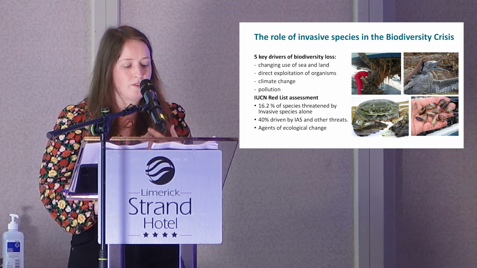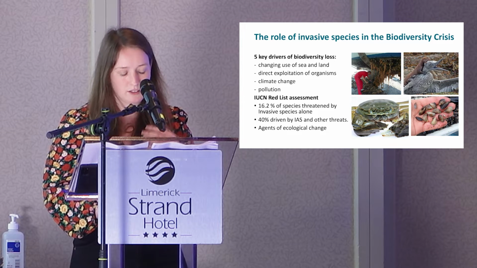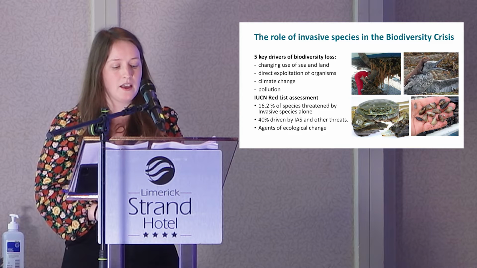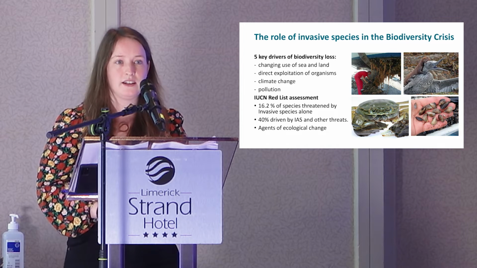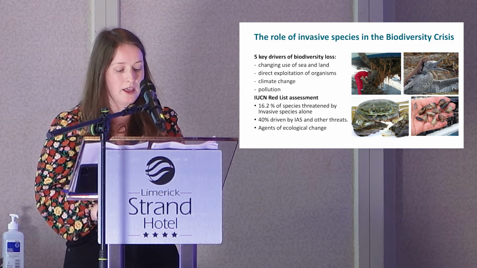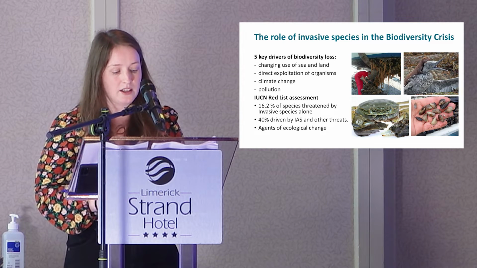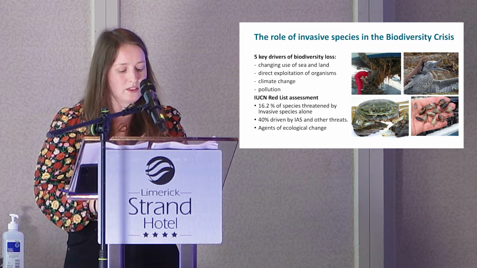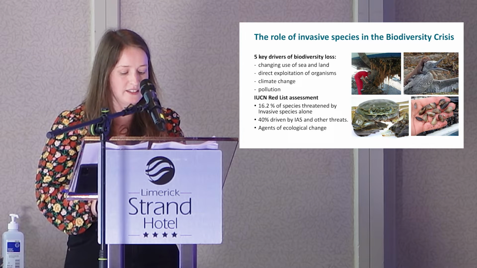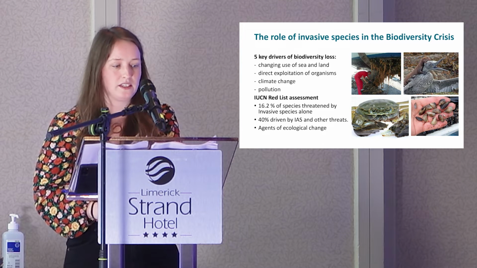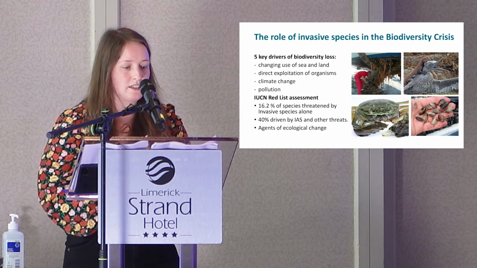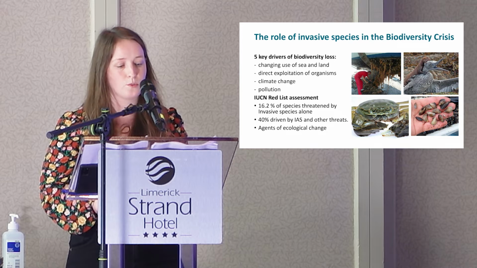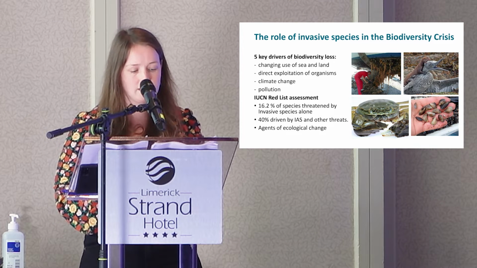But what we know from the IUCN Red List species assessment is that over 16% of species extinctions globally are driven by invasive species, and an additional 40% are driven by invasive species acting simultaneously with other stressors. So that's more than 50% of species extinctions linked to invasive species. And that's why I think it's important to talk about it here today, and that's why it's a core component of the work that we do in the National Biodiversity Data Centre.